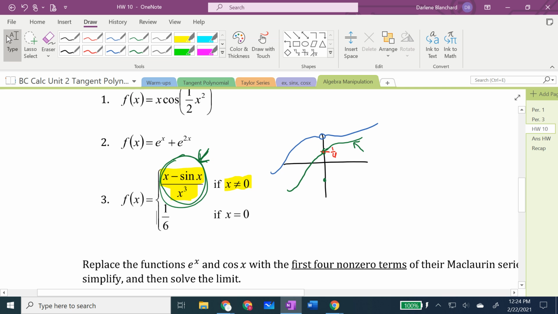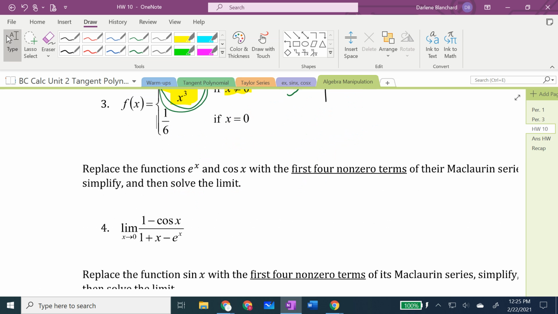And I'm going to look at number 4. We still have 10 minutes left. Woohoo!